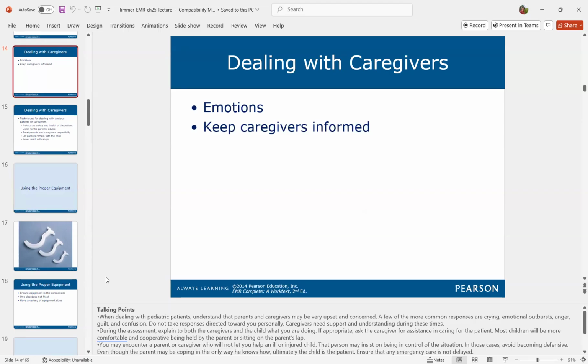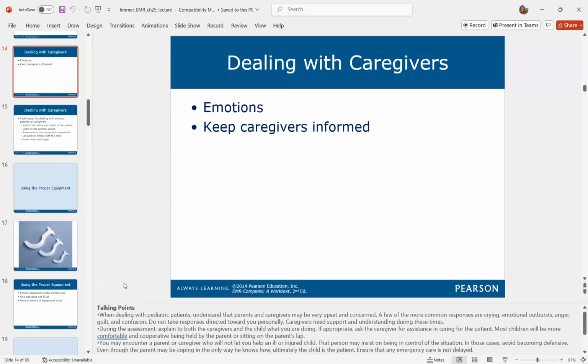During the assessment, explain to both caregivers and the child what you're doing. If appropriate, ask the caregiver for assistance in caring for the patient. Most children will be more comfortable and cooperative if they're being held by a parent, sitting on their lap, something like that. We may encounter a parent or caregiver who will not let you help an ill or injured child. That person may insist on being in control of the situation. In those cases, avoid becoming defensive, even though the parent may be coping in the only way they know how to do that.